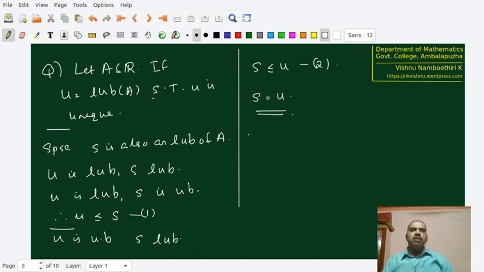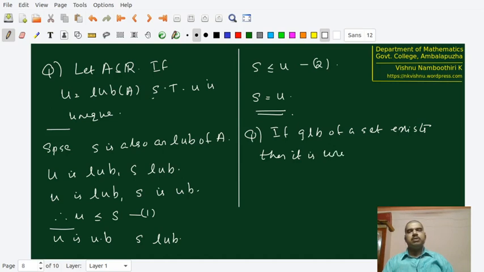In the same way, we can show that if GLB of a set exists, then it is unique. So this is a question to prove. The proof is exactly the same. The only difference is that instead of less than or equal to, we may have to change it slightly. There is not much difference. You can easily do that.